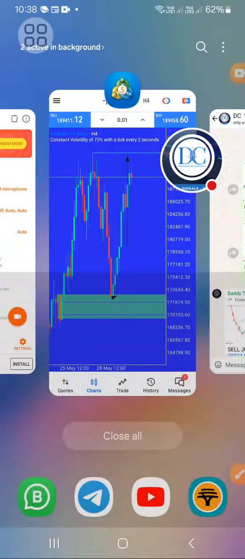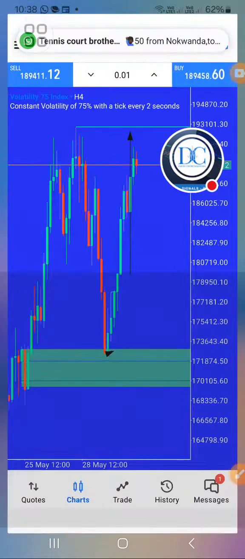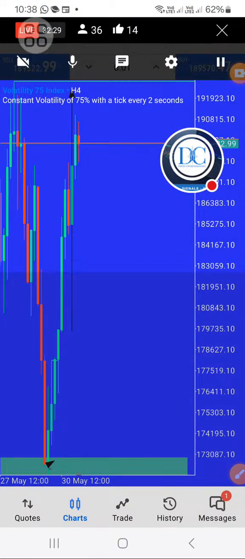Those who have been following me, when it comes to breakouts and consolidation and trying to draw a trend line and waiting for the break of the trend line, I've been preaching and talking about this over and over. I'm telling you, it really works.